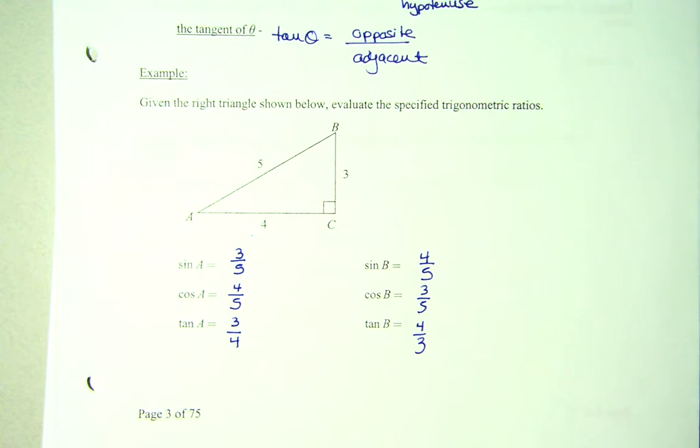Now, we do need to know these 3 trig ratios. Sine is opposite over hypotenuse, and cosine is adjacent over hypotenuse, and tangent is opposite over adjacent. And I feel like there was a mnemonic you learned last year. SOHCAHTOA. Or this year, if you're taking geometry this year.